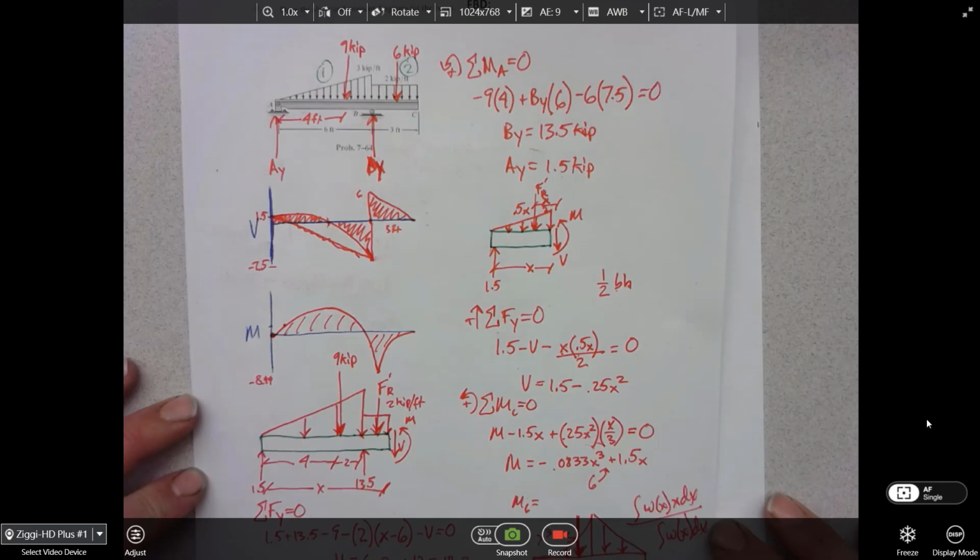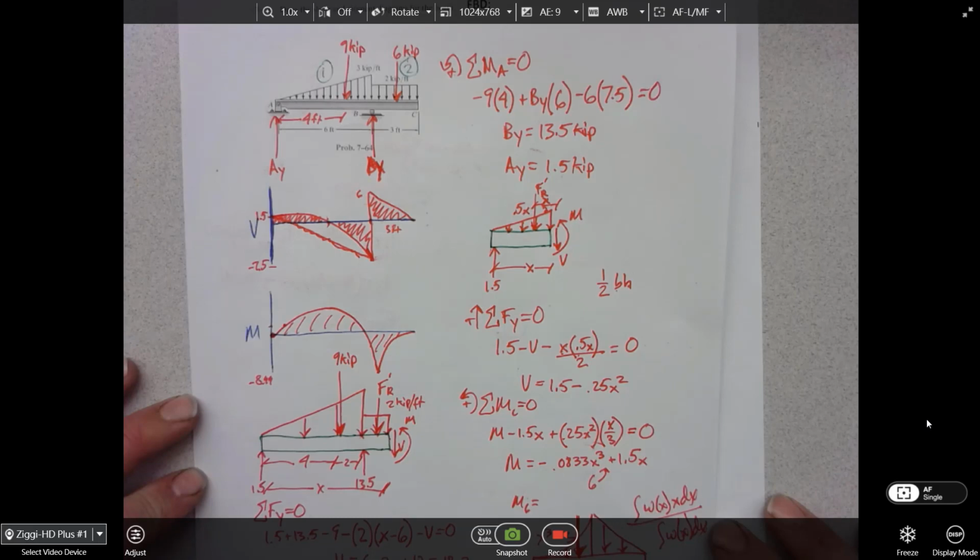Now what do I do? Now I have a constant slope of down 2 over 3 feet, total change of 6, so it'll just go and I end up right here. Okay? So my moment diagram would look something like that. Or excuse me, my shear diagram would look something like that.